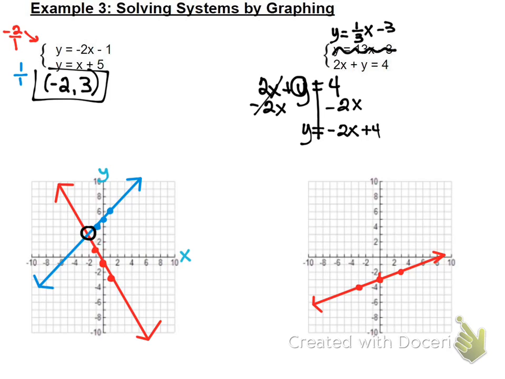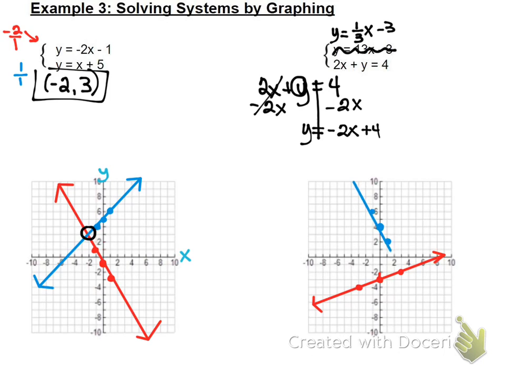So what is the y-intercept? 4. And then the slope, negative 2 over 1. And then I go back to the 4 and do the opposite, right? So positive 2 over negative 1, and it intersects.